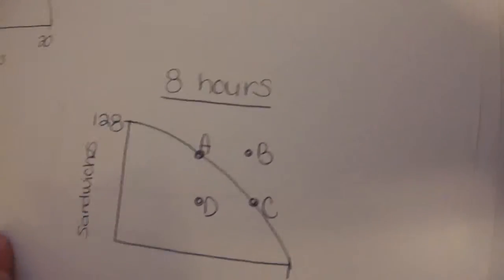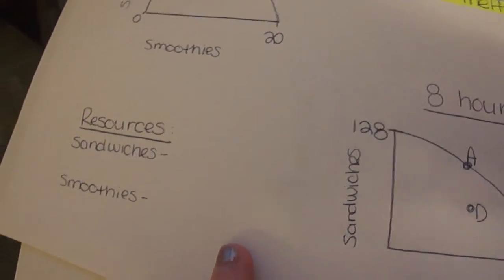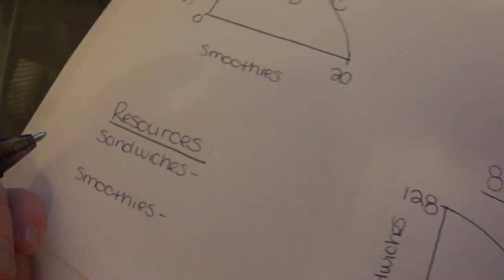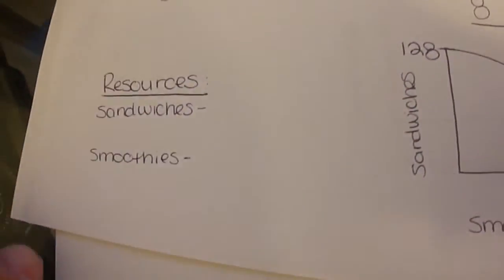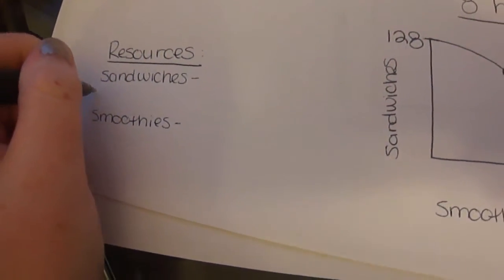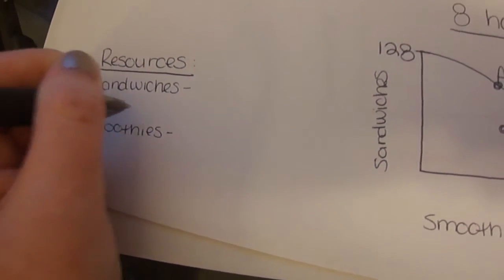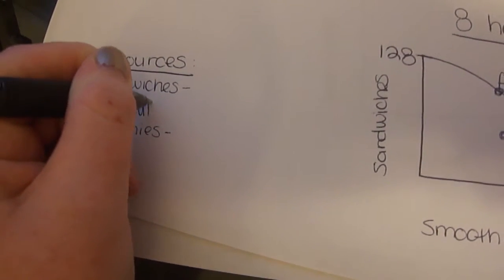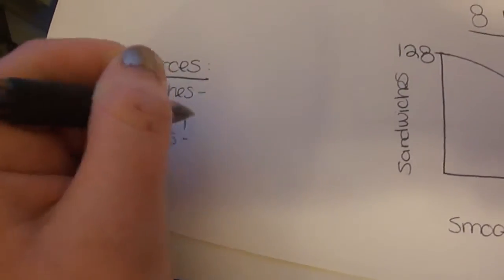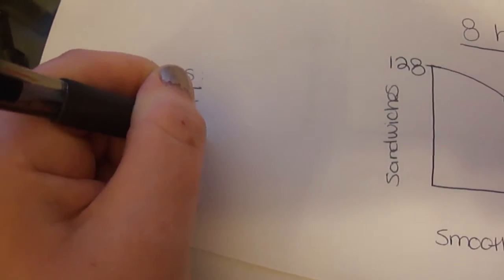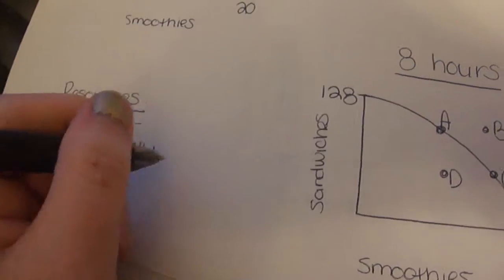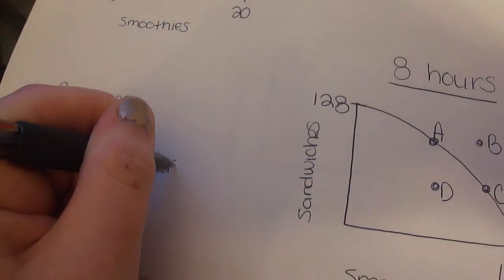With the resources that I have to make my sandwiches, let's just say they're peanut butter and jelly sandwiches. So I have peanut butter, I have my jelly, and I have bread.